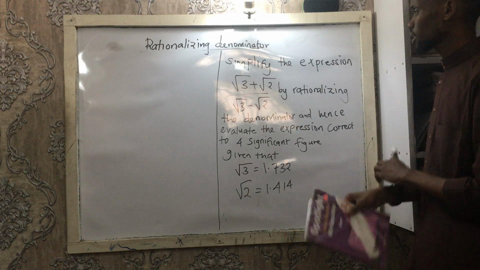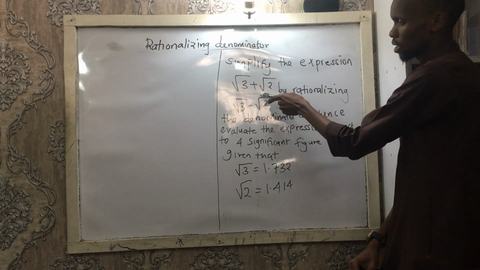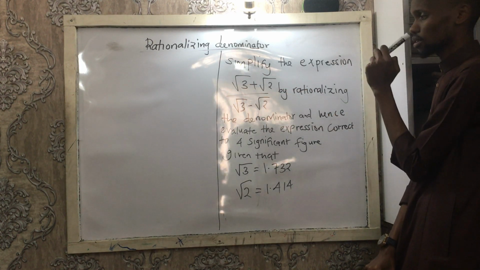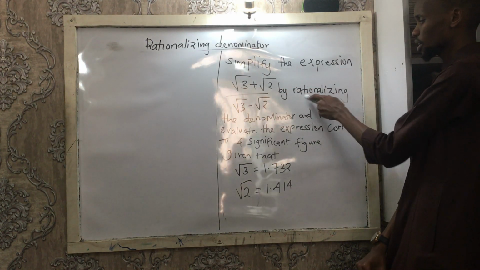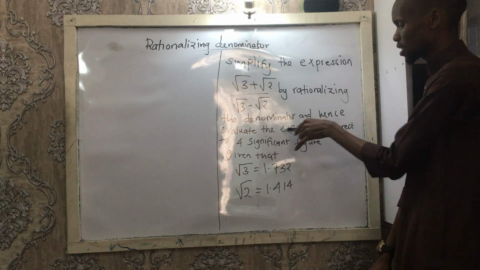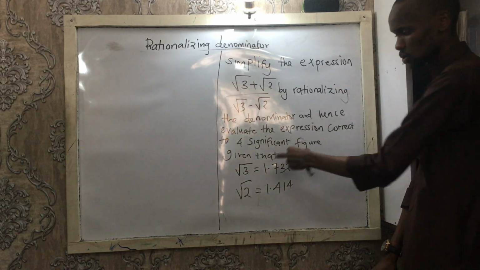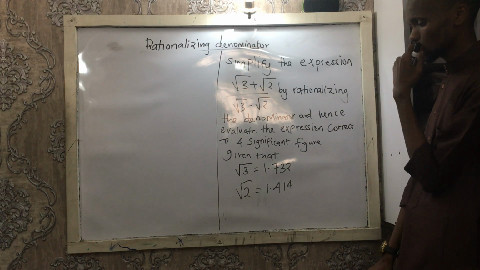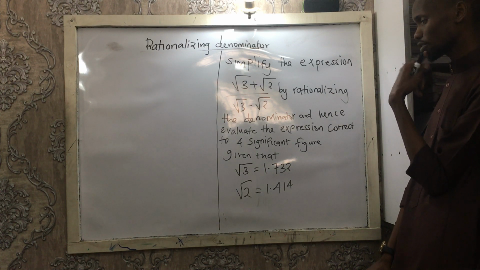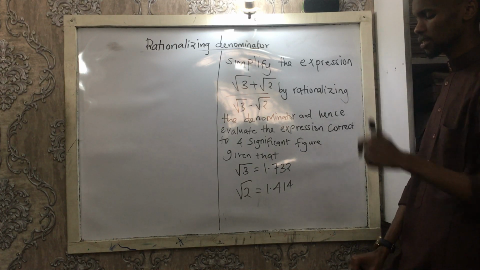So, right, and also as I read the question out again. We are being told to simplify the expression, the root of 3 plus the root of 2 over the root of 2 minus the root of 3, by rationalizing the denominator, and hence evaluate the expression correct to 4 significant figures, given that the root of 3 equals 1.732 and the root of 2 equals 1.414. So still under rationalizing the denominator.